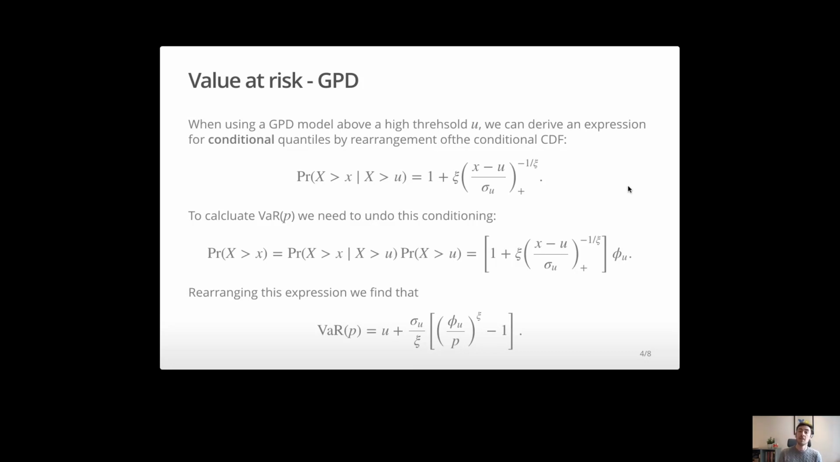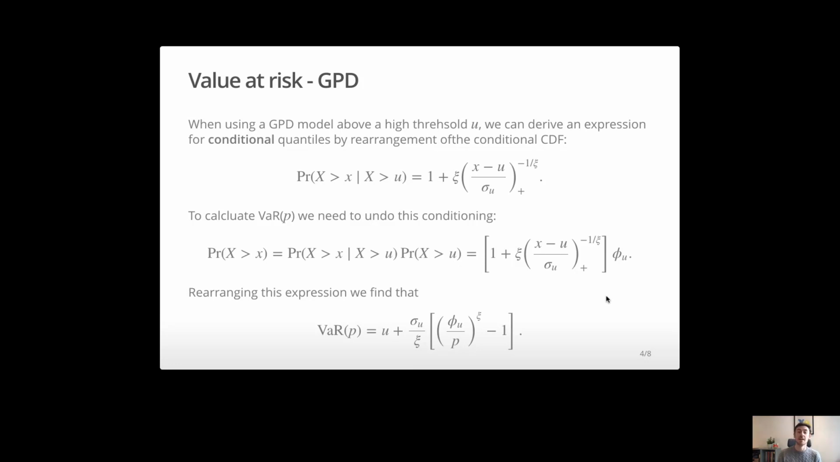What we're interested in with the value at risk is not a conditional quantile, conditional on being large, but just a marginal quantile here. So what we have to do is undo the conditioning in this expression. And that's very simple to do. To get the probability that x is greater than little x, that's simply going to be our conditional probability that we had before, given by the GPD function, multiplied by the probability that x is greater than u, which, as we saw earlier, can be estimated using the sample proportion of exceedances, or if this is non-stationary, we can fit a more complex model here.